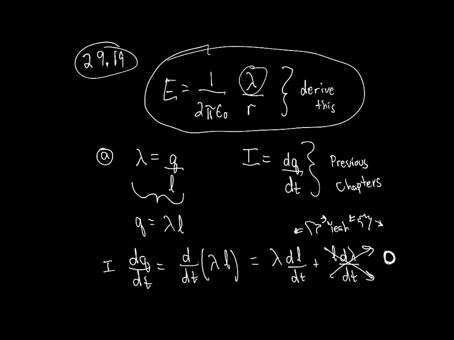So this means that my current, I, is equal to lambda times dl dt. That is a change in position divided by a change in time. What's that also called? That's velocity. I is equal to lambda times v.